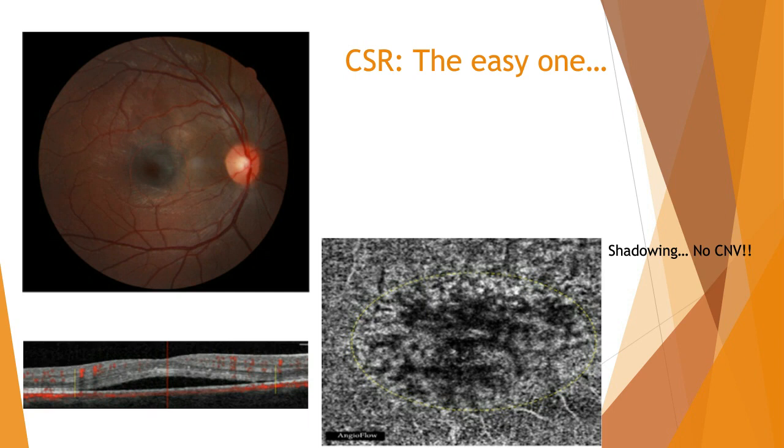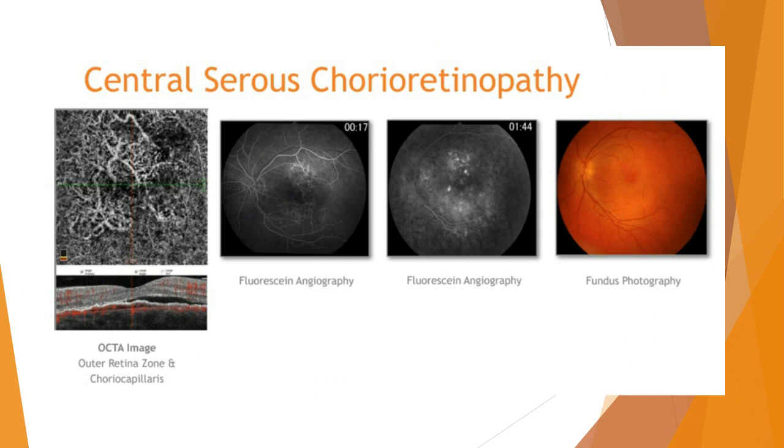So this is what I like to call CSR, the easy one, because here's a patient that has the classic neurosensory detachment. When you look at the B scan, you can see there's a hyporeflective area there. There is no evidence of increased flow within the lesion, meaning that there is not evidence of CNV here. The angiogram really confirms or solidifies that because all you're seeing there is shadowing. Remember that when you have a lot of fluid, it's going to block the signal on the angiogram, resulting in this hyporeflective area. But what happens when you have CSR that doesn't go away? Here's a patient who had CSR for a long time. When you look at the patient's B scan, you can see that the RPE is irregular.